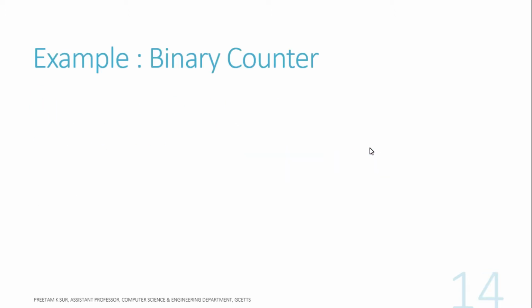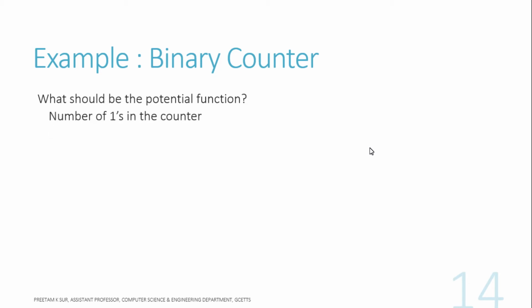Okay, so as you know, the heart of the potential method is a potential function, right? So what could be the potential function for the binary counter? We can define the potential function of the binary counter to be the number of ones in the counter. Okay, so the number of ones in the counter is going to be our potential function.